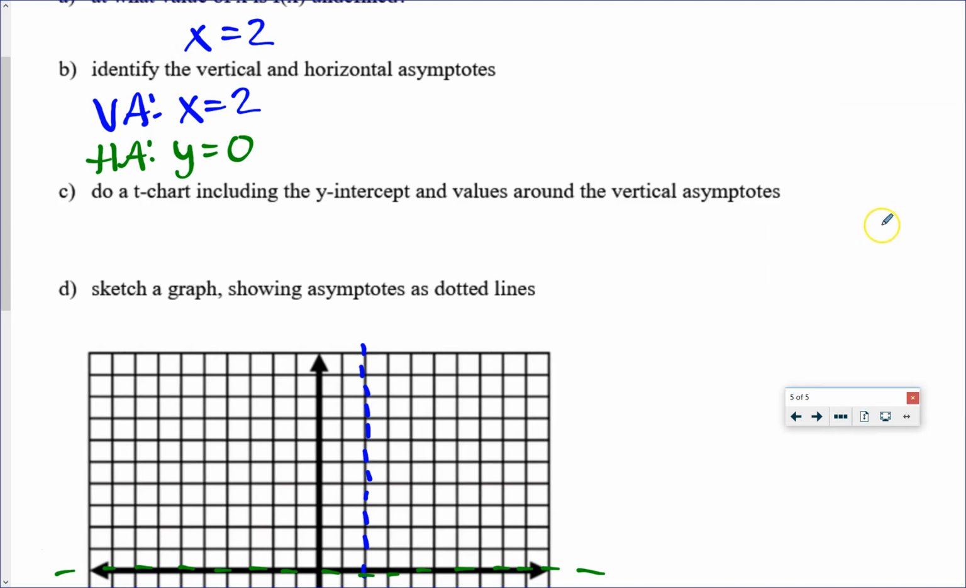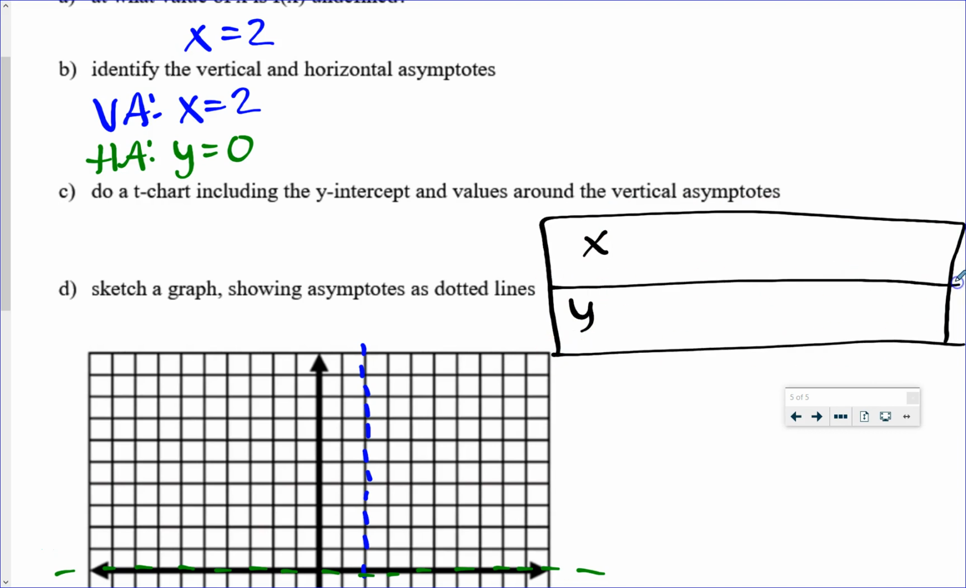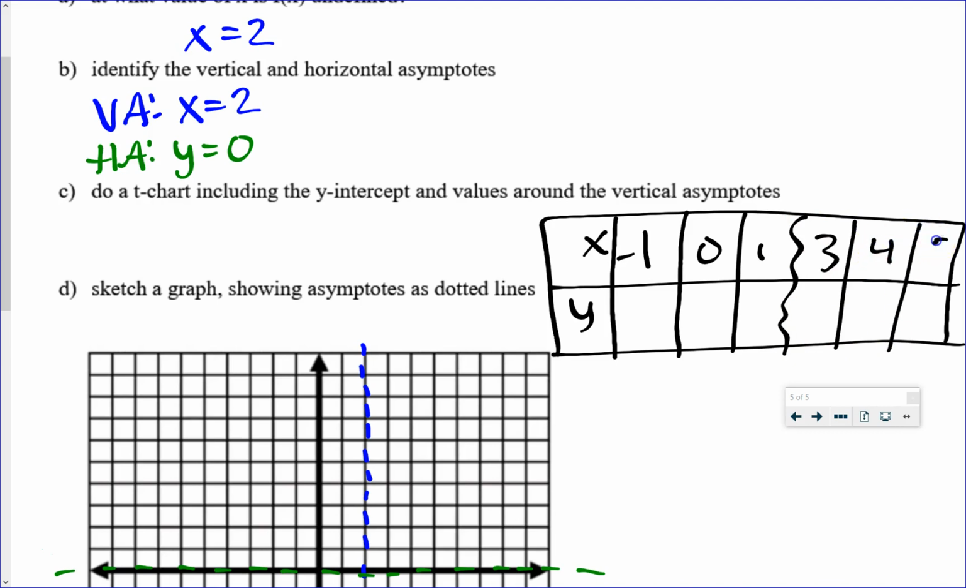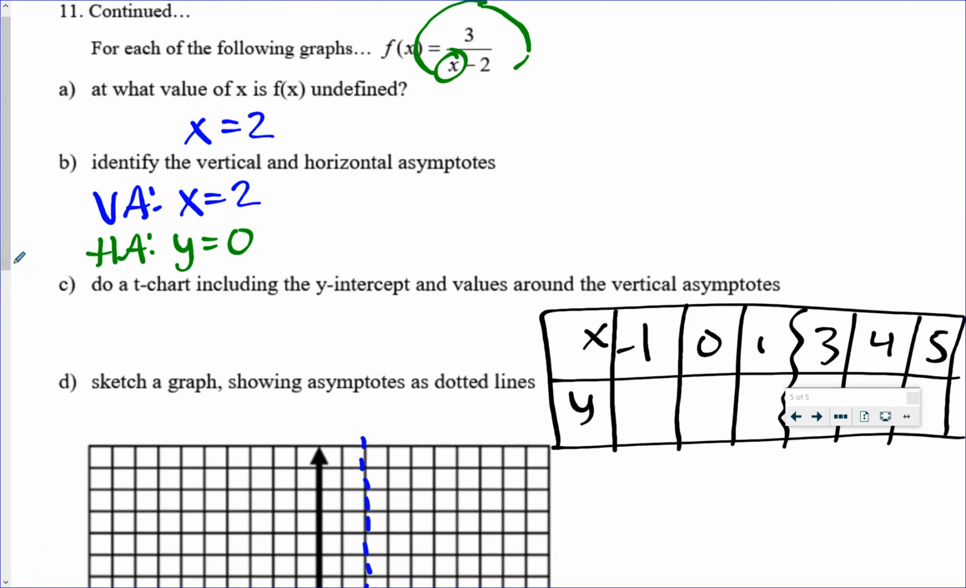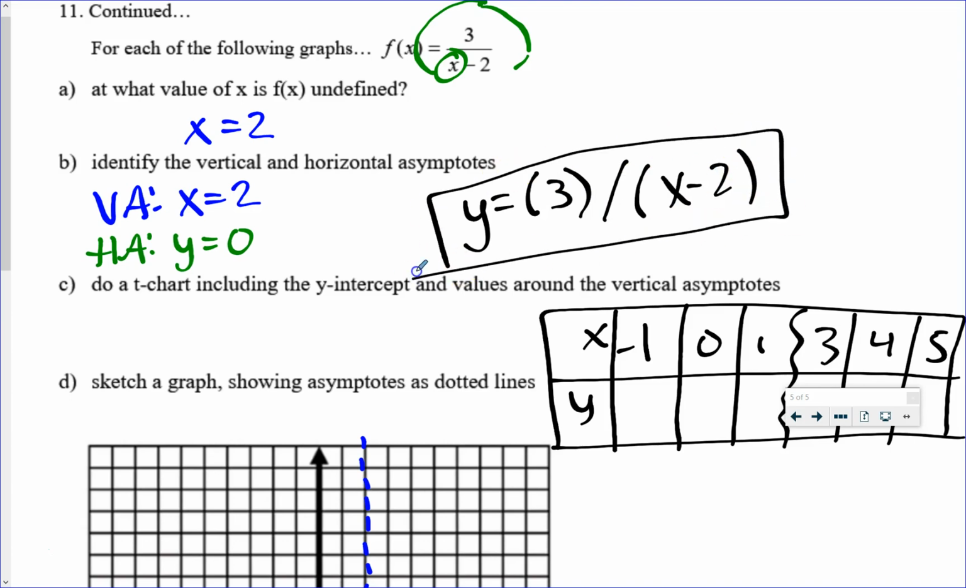Let's find us some values. All right, let's see. 2 is in the middle. So let's go down. Let's do -1, 0, 1, then the asymptote, and then 3, 4, and 5. Plug this in. So again, calculator will be y equals parentheses 3 parentheses. Seems silly, but just be in the habit of doing that every time. Parentheses around your numerator, divide, parentheses around your denominator. That way, if you do it every time, you won't make a mistake.